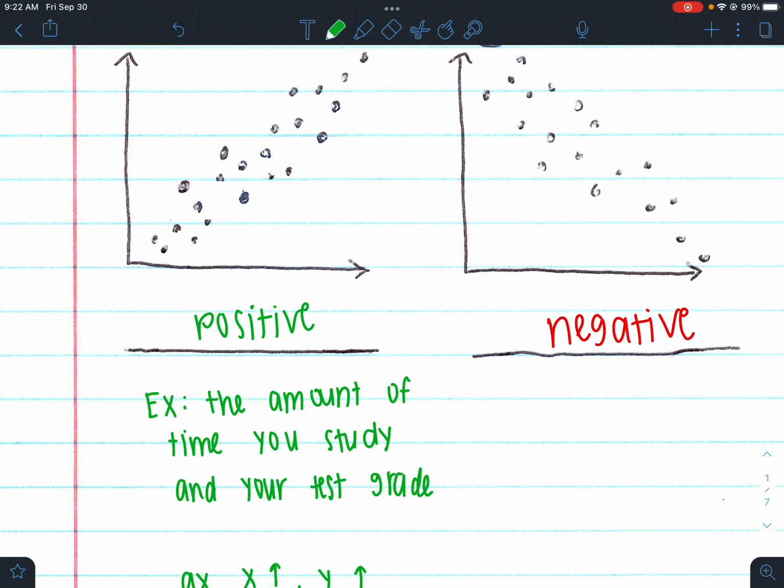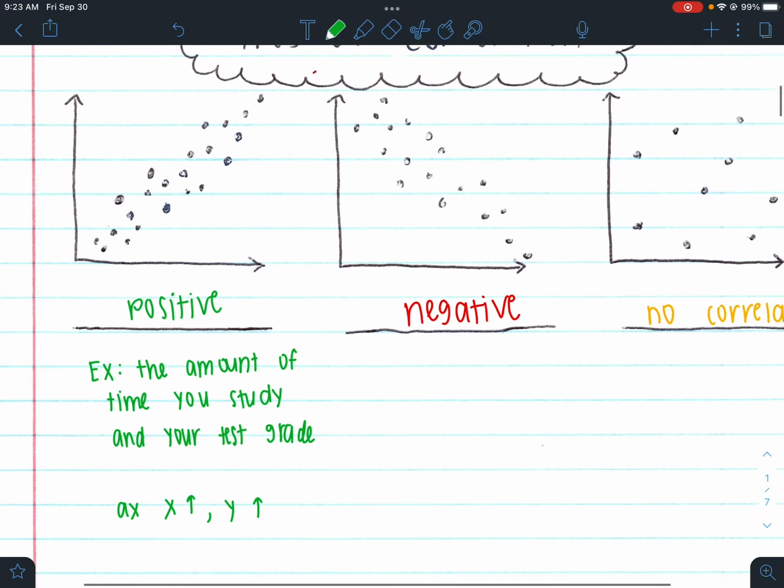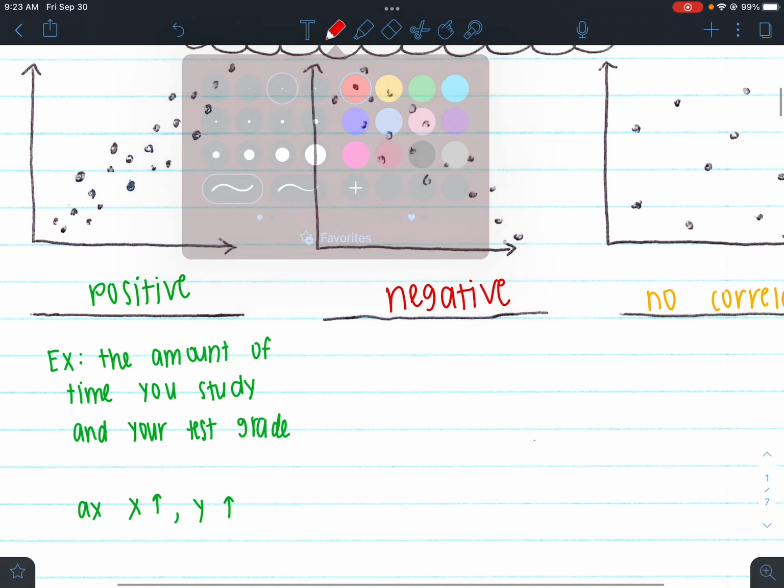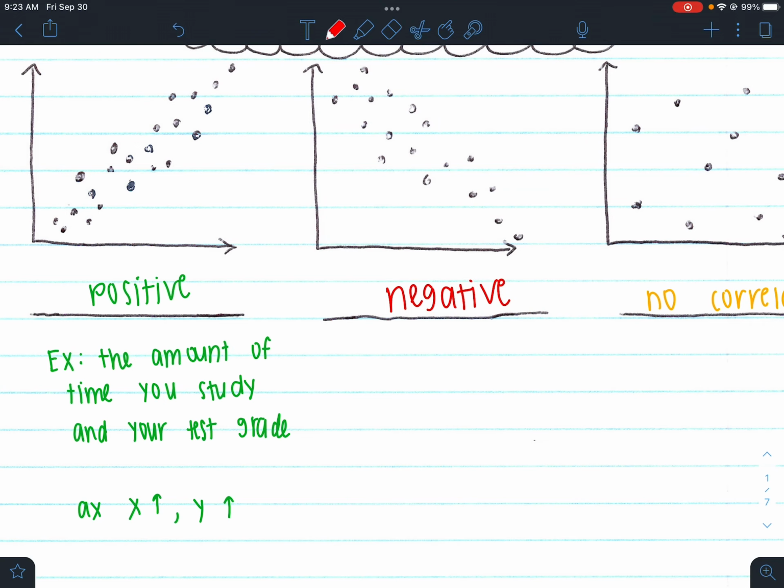For example, the longer you study, the more likely that you'll have a higher grade. The less time you study, you may have a lower grade. But again, there's variables to everything. It's not a guarantee.